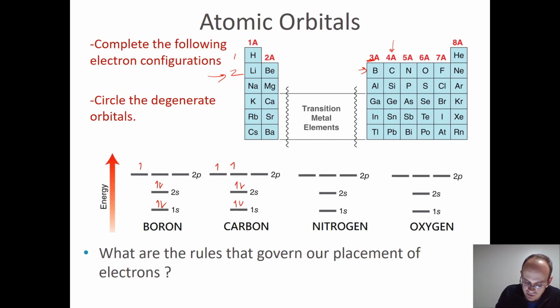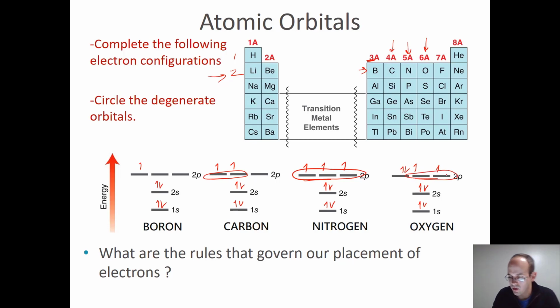And now I have degenerate orbitals. I'm circling the degenerate orbitals here. And in nitrogen, nitrogen has 5 valence electrons. So 1s is filled. 1, 2, 3, 4, 5. All 3 of these orbitals are degenerate. And in oxygen, I have 6 valence electrons. So 1, 2 in the 1s. 1, 2, 3, 4, 5, 6. So now only these 2 are degenerate.